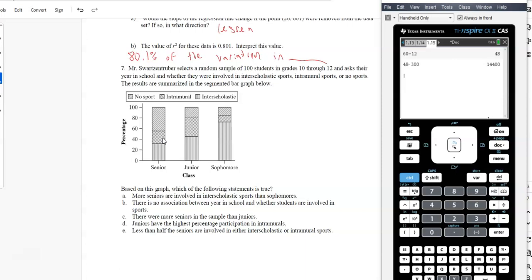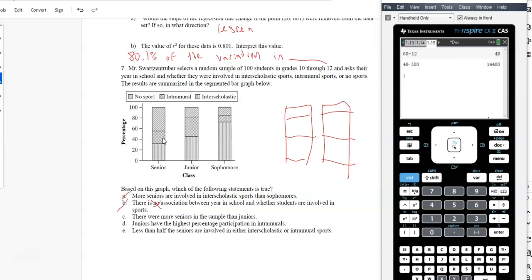So more seniors are involved in interscholastic. So that's this. No, that's definitely not true. There's no association. So no association would be if you had each bar graph kind of have this look to it and they were all kind of the same. Does that make sense? So if that's the case, there would be no association. These are all different. So there is an association there. That's important for you to know. So there actually is an association.